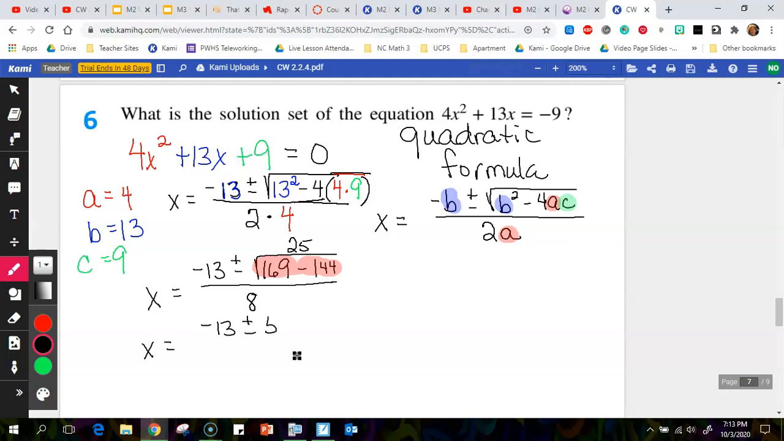The square root of 25 is 5. So what I did was I took 144 away from 169, and then I took the square root of that, and that was plus or minus 5. So 169 minus 144 is 25, and the square root of 25 is 5. So that's where I got that number, and then all of that is over 8.